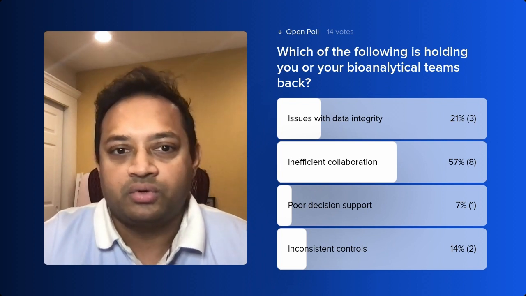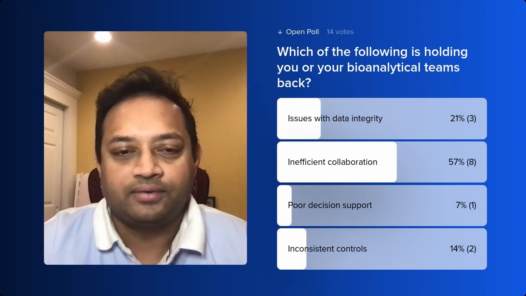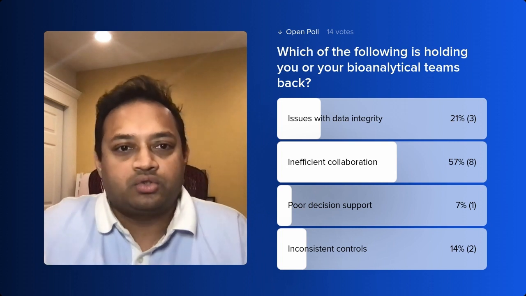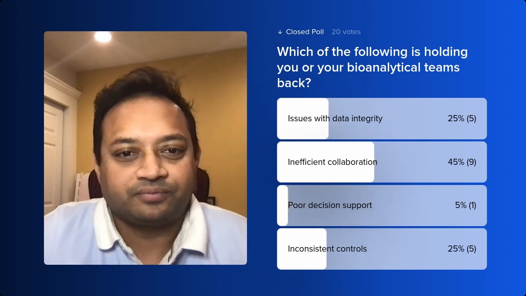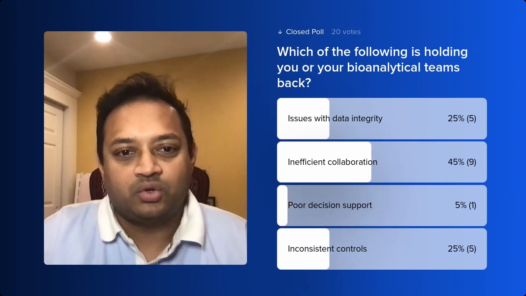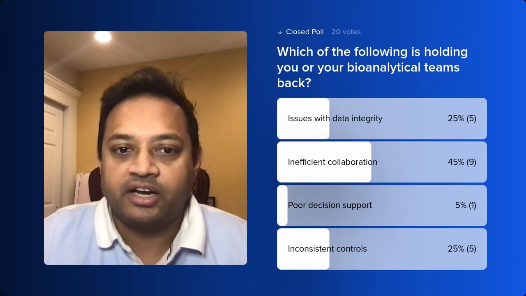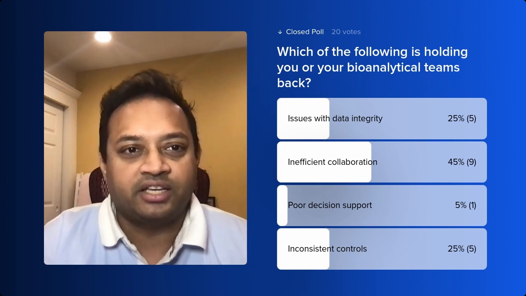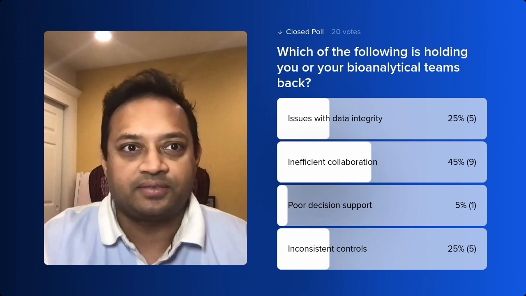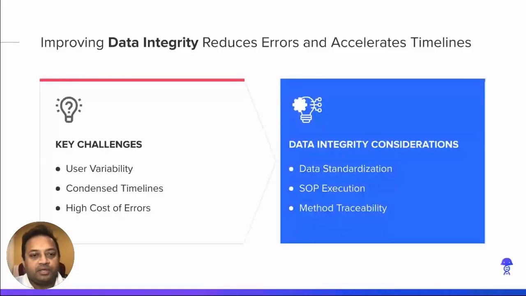Just wait for a few more seconds before we close out the poll. Okay, I think we can close out the poll, Josh. Okay, great. So looks like inefficient data collaboration, controls, and even data integrity. All those three seem to be the key challenges for this audience. Now let's look at each of those themes that I just presented.